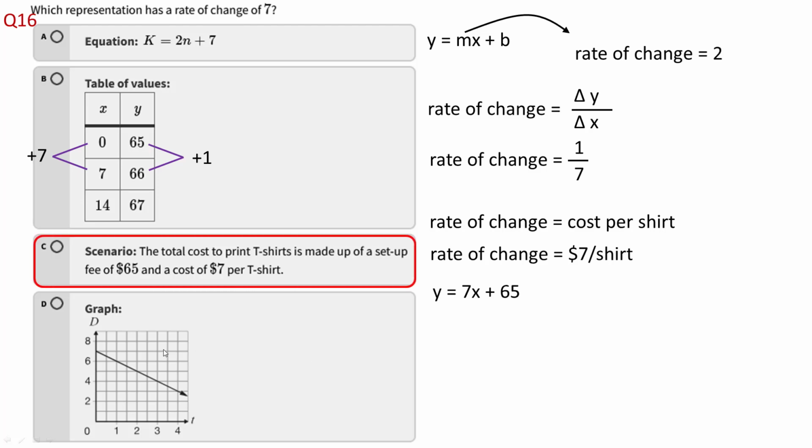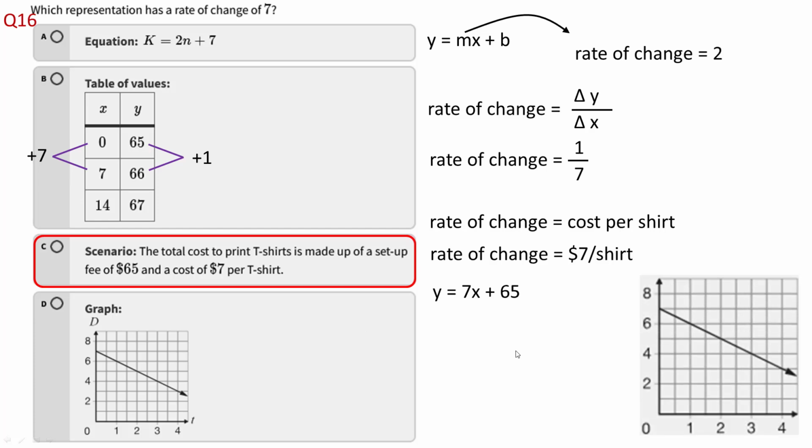Now, if we look at D, just to show all the possibilities here. This one here, if I want to figure out the rate of change of the graph, then I'm going to make a bigger version of the graph here. So if we start at any point on the graph, for example, that point there, and if we go down, that's down 1, and actually notice they changed the scale here. Every block on the vertical axis is 1.